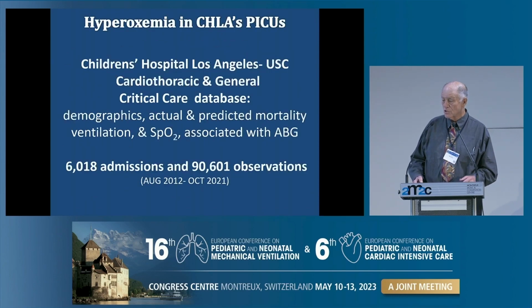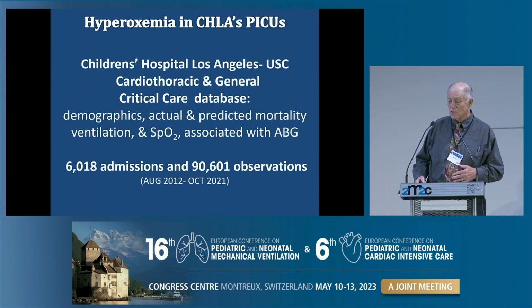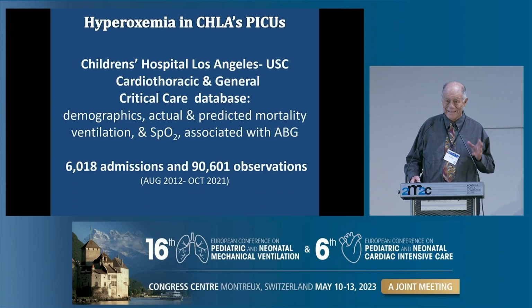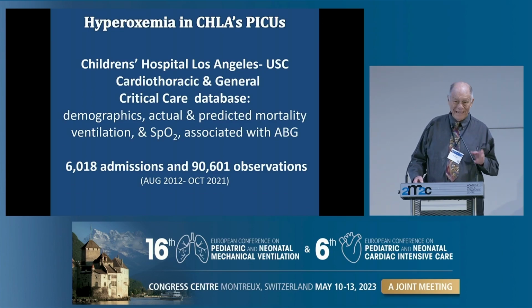Now, back to our study. This is the Children's Hospital in Los Angeles. The database is from the cardiothoracic and general intensive care units. There are 6,000 admissions in this database from a 10-year period, and we have 90,000 paired ventilation and blood gas measurements in the database, along with a whole bunch of other things.